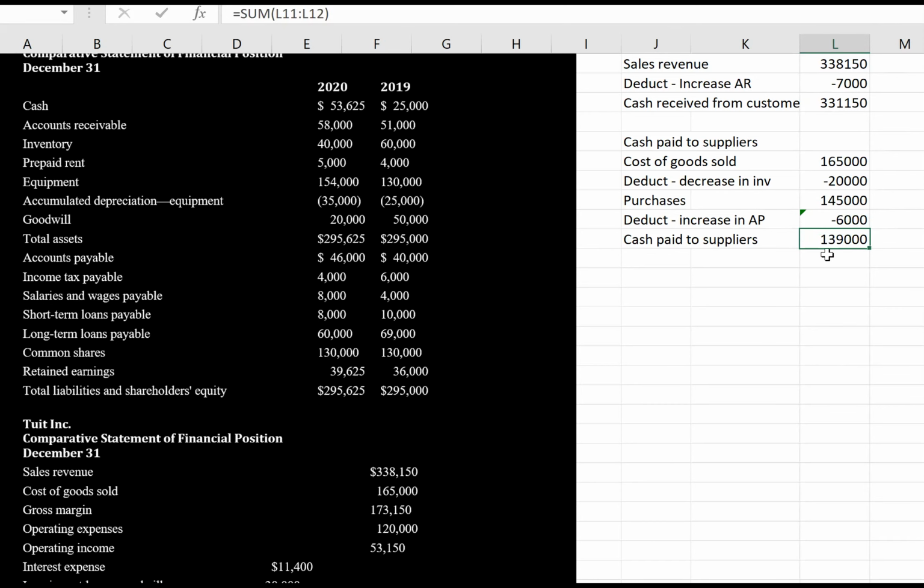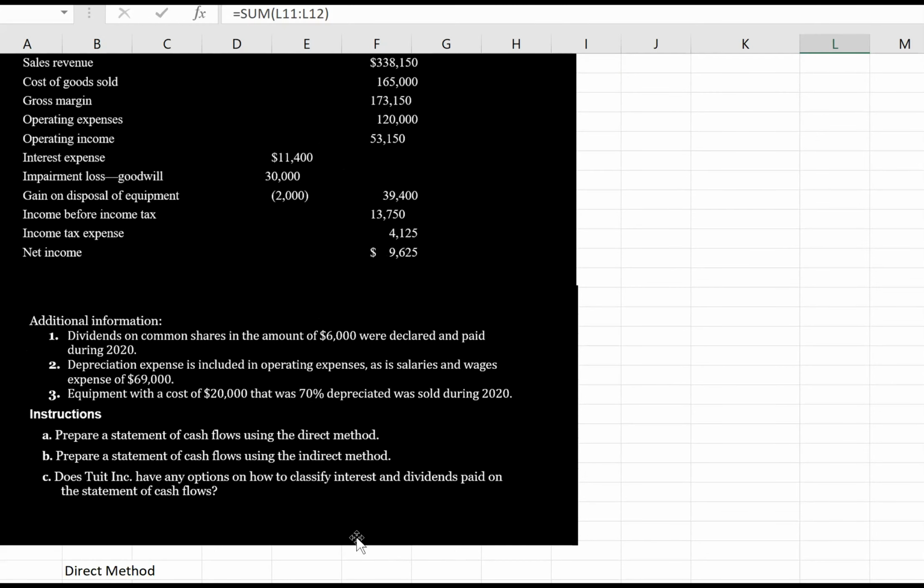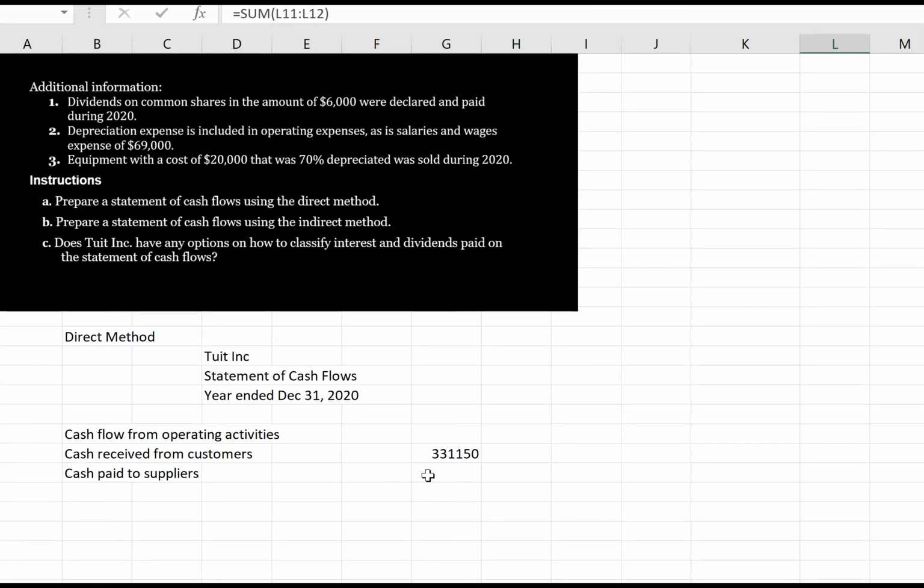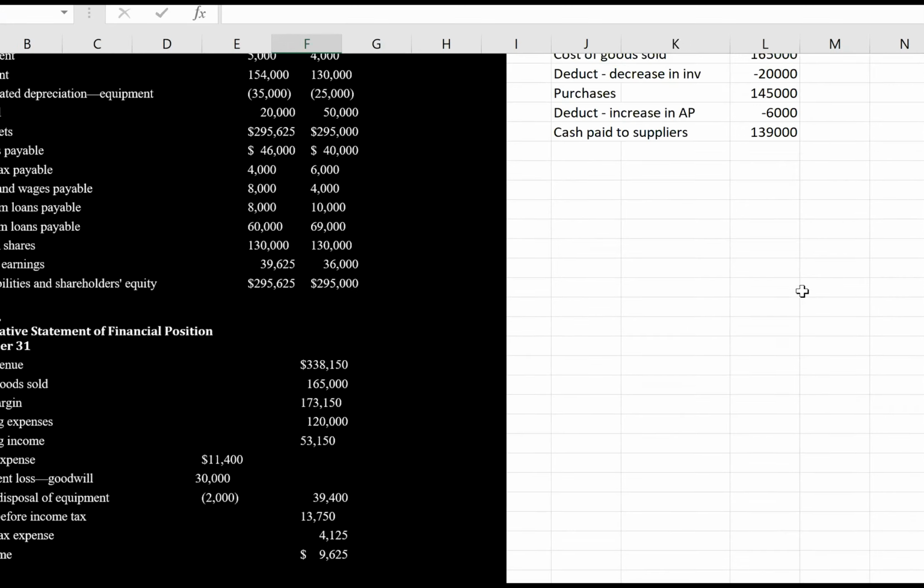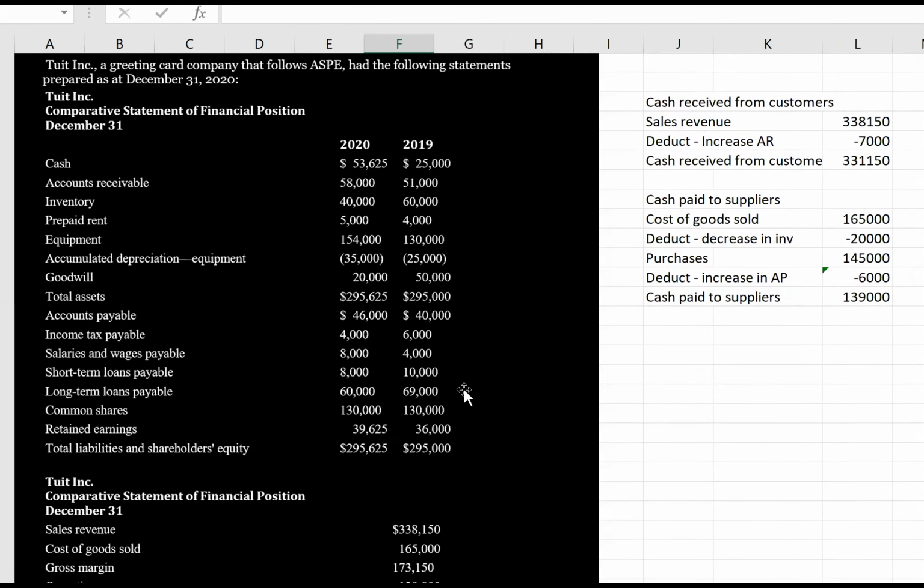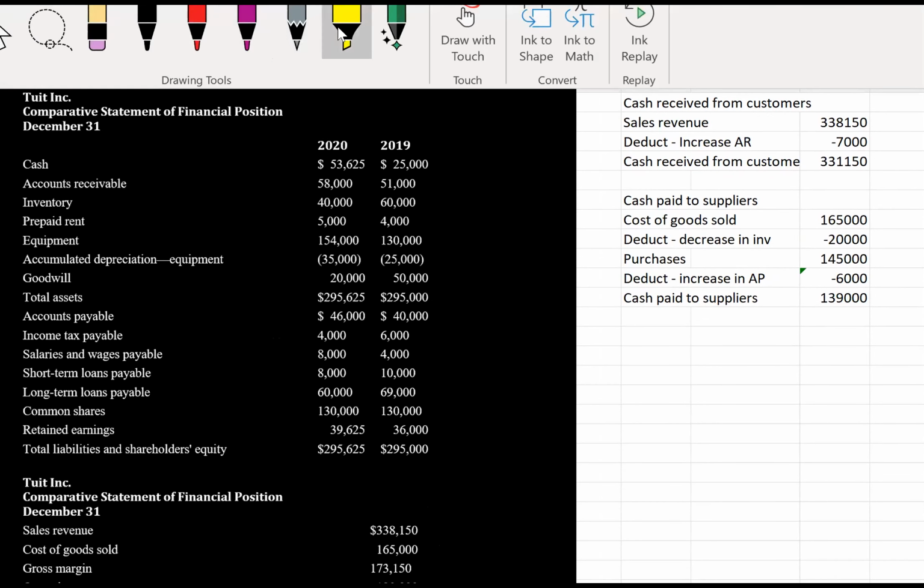So our cash paid to suppliers is 139,000 and we can take that right down onto our statement of cash flow at the bottom here. So we're going to say cash paid to suppliers is going to be minus 139,000, which is what we just computed up here. Now, what are other cash outflows? So let's take a minute. Let's highlight what information we've used in this question so we can make sure that we're tracking the information properly.